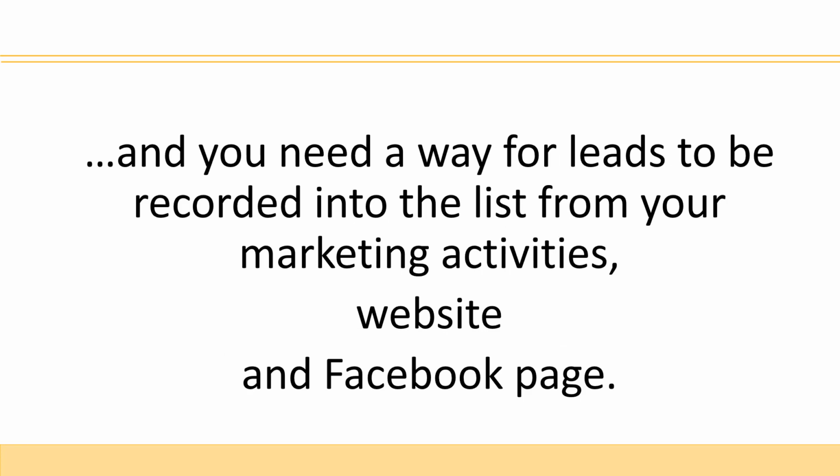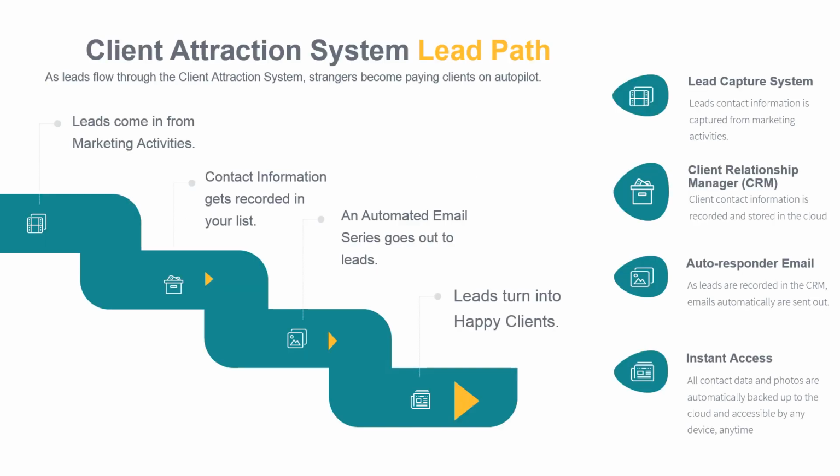And you need a way for leads to be recorded into the list from your marketing activities, website, and Facebook page. Here's your client attraction system lead path. As leads flow through the client attraction system, strangers become paying clients on autopilot. As leads come in from marketing activities, the contact information gets recorded in your list, and then an automated email series goes out to the leads. And then leads turn into happy clients.